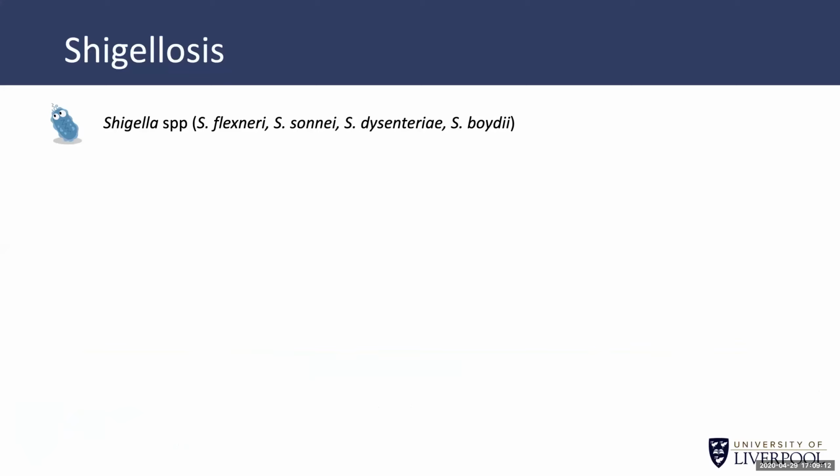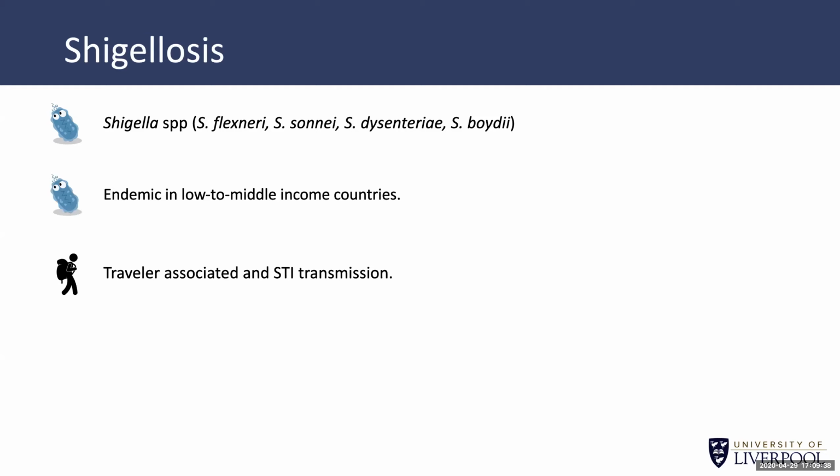So a brief introduction, shigellosis is an infectious diarrheal disease that's caused by Shigella. This is a genus of bacteria comprised of 4 species. So we have Shigella flexneri, sonnei, dysenteriae, and boydii. And the route of transmission for Shigella is fecal to oral. Shigellosis is endemic in low to middle income nations, but it can also occur in high income nations as well. But these are usually associated with travel or sexual transmission.